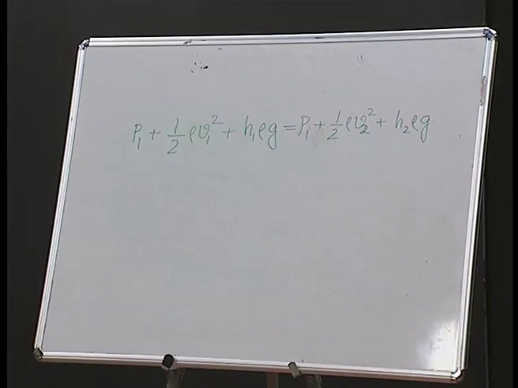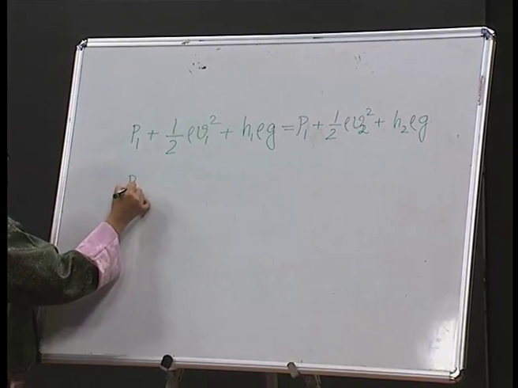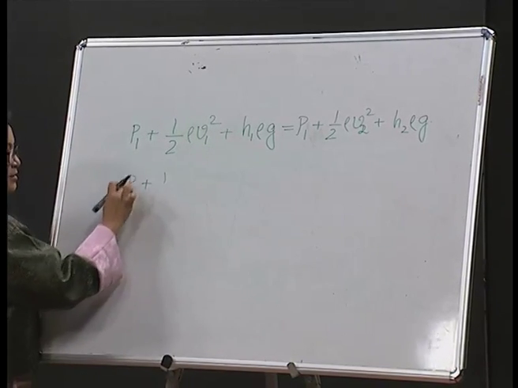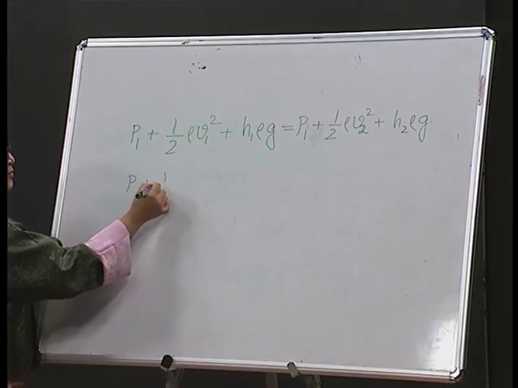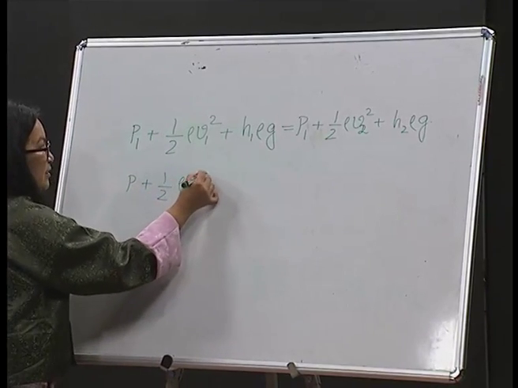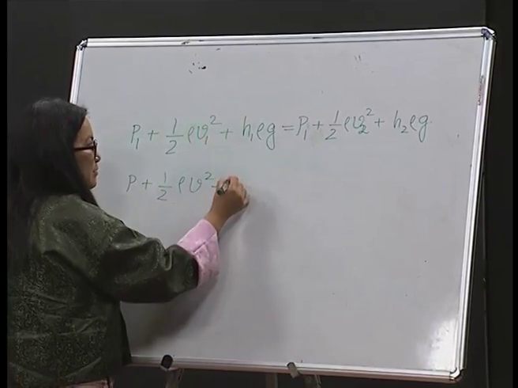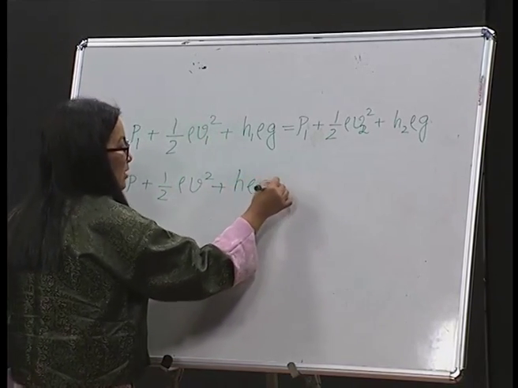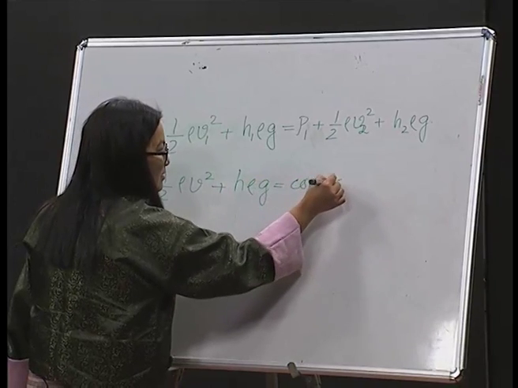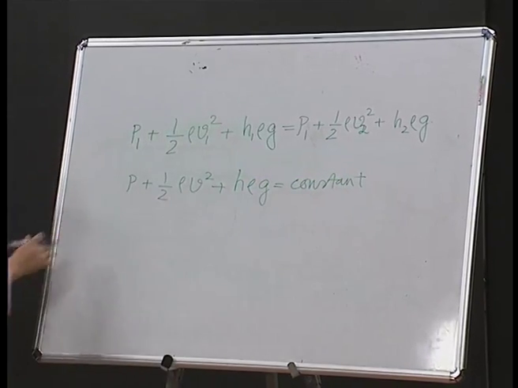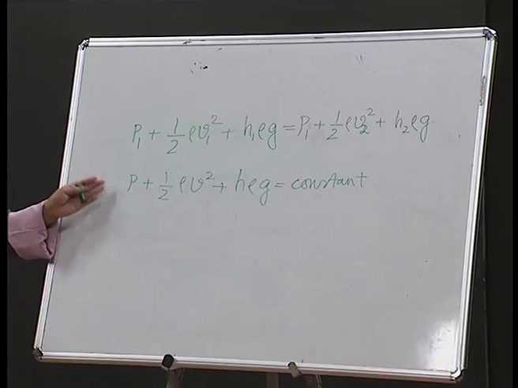So, I will repeat the law: the sum of the energy per given volume or per given mass over any cross sectional area remains the same. So, generally we can write, at any point it remains the same: P plus half density times V squared plus h times density times g, the whole thing is a constant. So, we can express Bernoulli's equation mathematically like this.